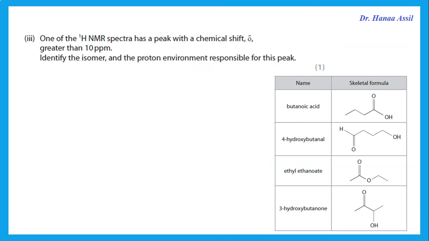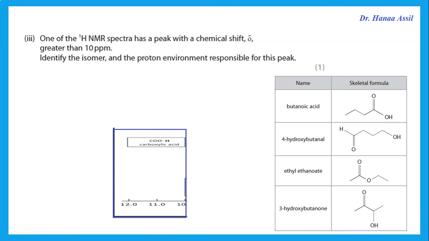One of the proton NMR spectra has a peak with a chemical shift greater than 10 ppm. Identify the isomer. If you look at the data booklet, you'll find that the one that has greater than 10 is the acid. So butanoic acid has an H of the carboxyl group, or the OH of the carboxyl group. This would give a peak in the proton NMR higher than 10 ppm.